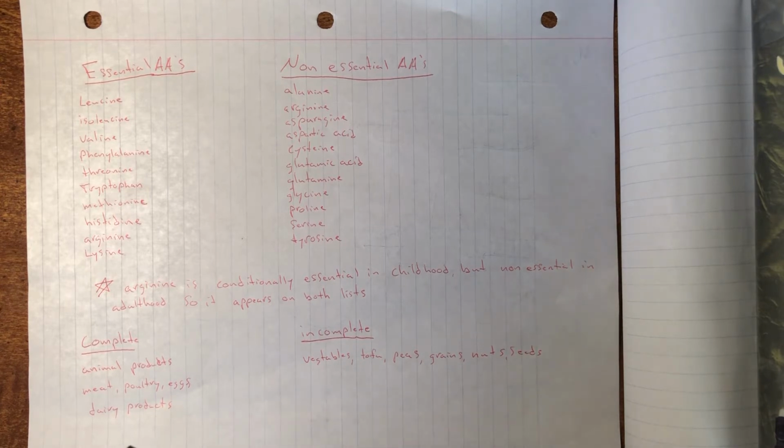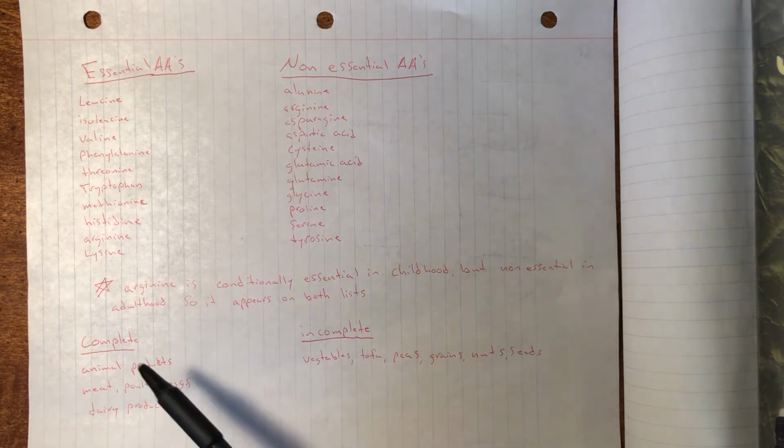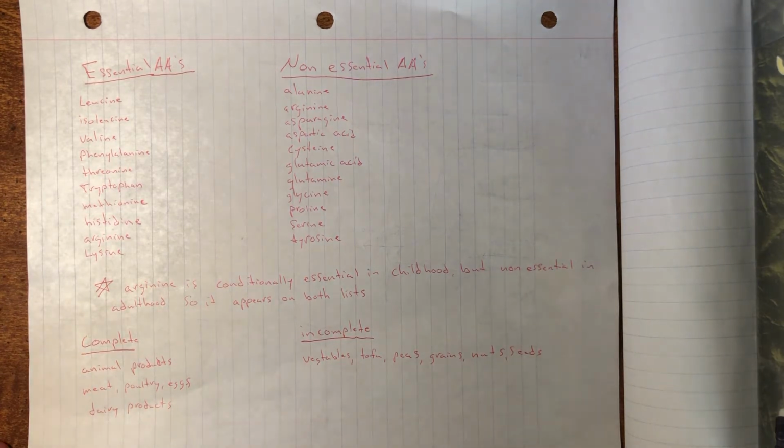In addition to those, you have complete proteins, which come from animal products such as meat, poultry, eggs, and dairy products. The complete proteins are proteins that have all the essential amino acids that you need from your diet. Incomplete proteins are things such as vegetables, tofu, peas, grains, nuts, and seeds. Those do not contain all the essential amino acids, and therefore you need to have complete protein in your diet as well.